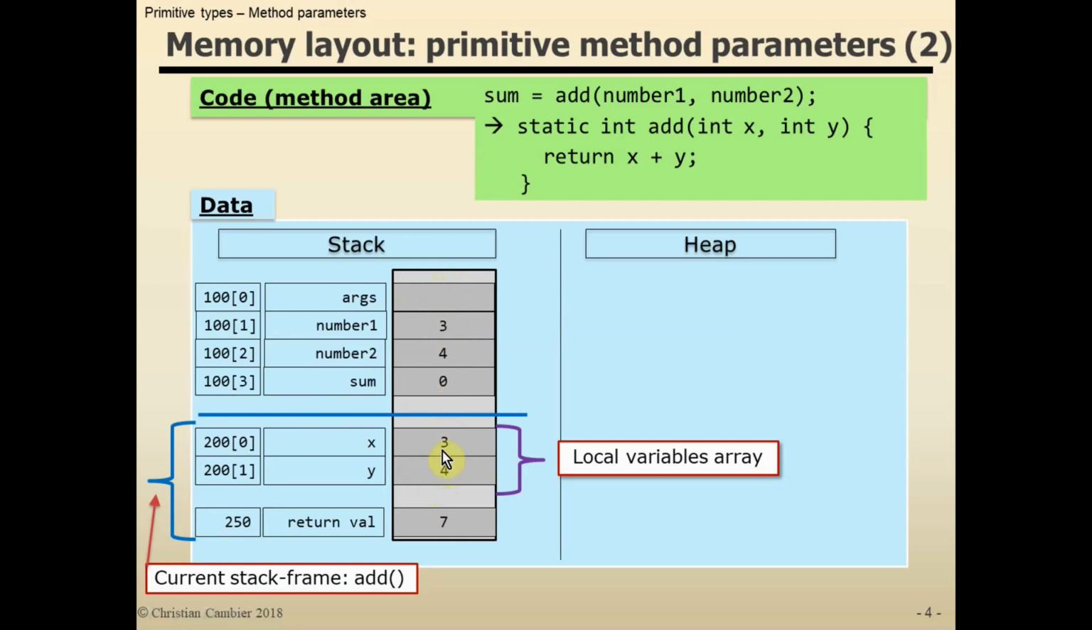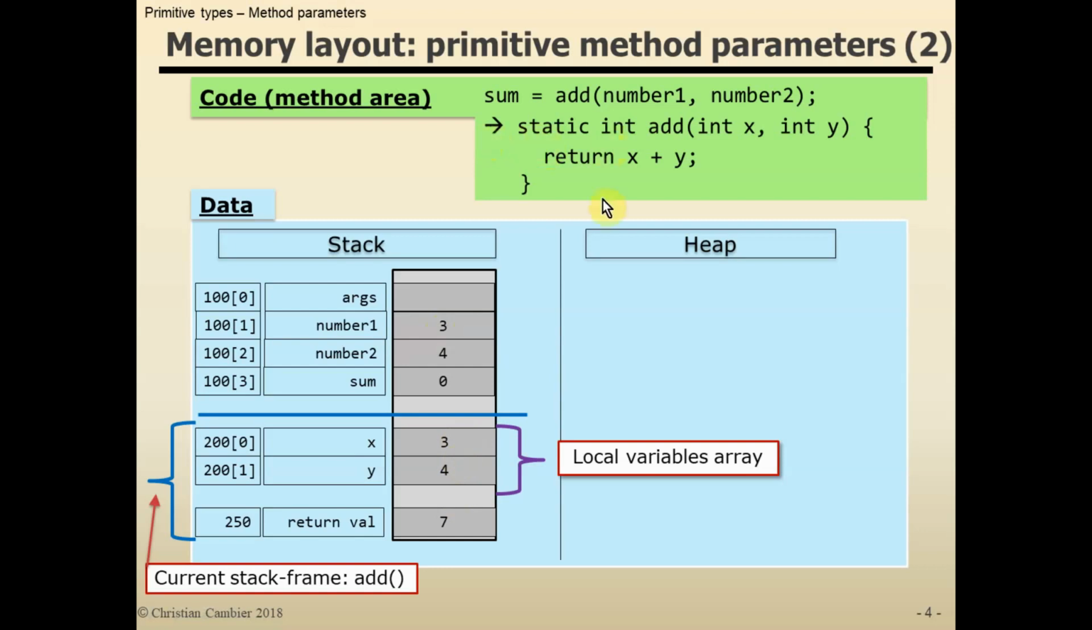Important to note is that parameters, so x and y, contain copies of the original values that were passed to them. Whenever we would assign a different value to x, so assume that before the return statement we do x++, this would result in x having a value of 4. Well, that doesn't have an impact on the original argument that was passed. So number 1 isn't influenced by that. So parameters are copies.